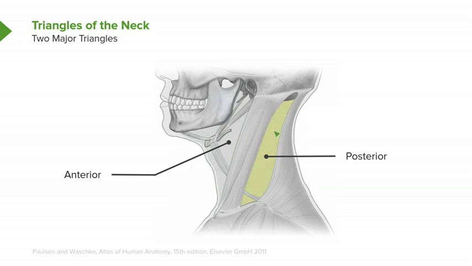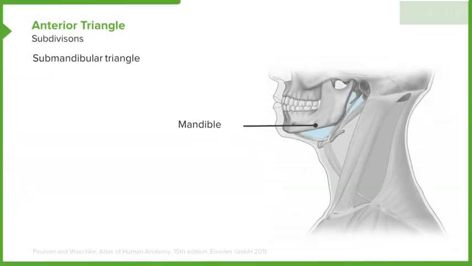That then leads us to this green-colored region, which represents the posterior triangle of the neck. Its posterior boundary is seen right along here, and that represents the trapezius muscle. Let's start with the anterior triangle, as this one is more complicated.